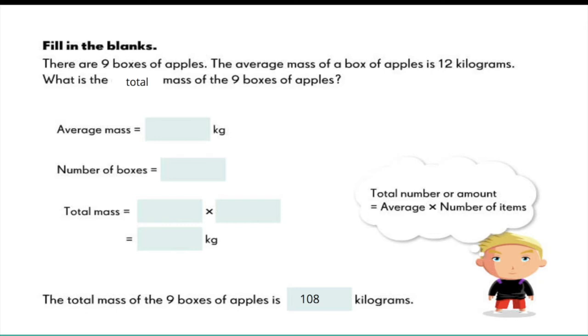So let's break this down and write the given information. The average mass is given and it's equal to 12 kilograms. And the number of boxes are also given and it's equal to 9. So to get the total amount, or to get the total mass, we just need to multiply the average by the number of items. So we multiply 12 by 9 and we will get 108 kilograms. So the total mass of the 9 boxes of apples is equal to 108 kilograms.